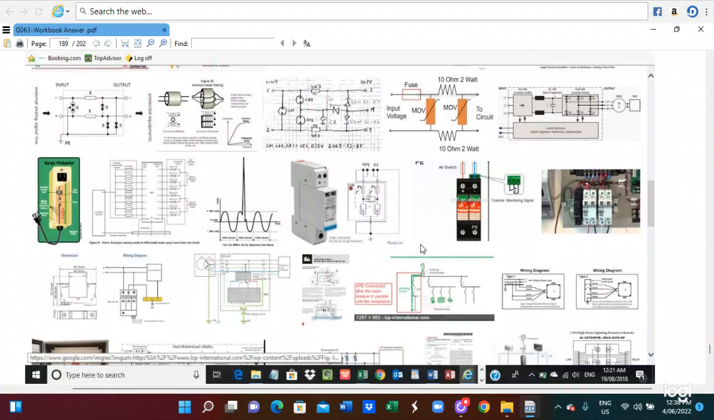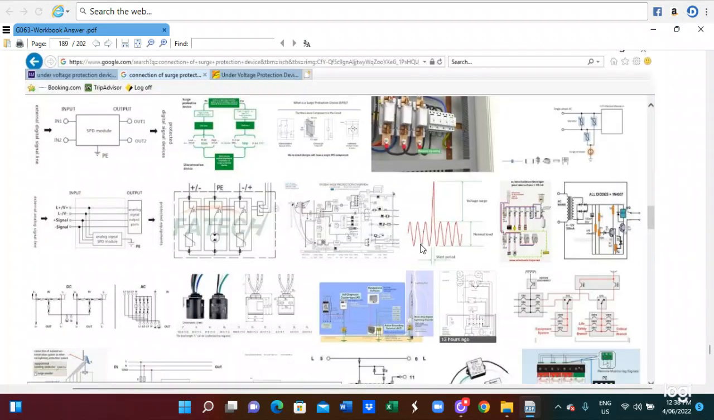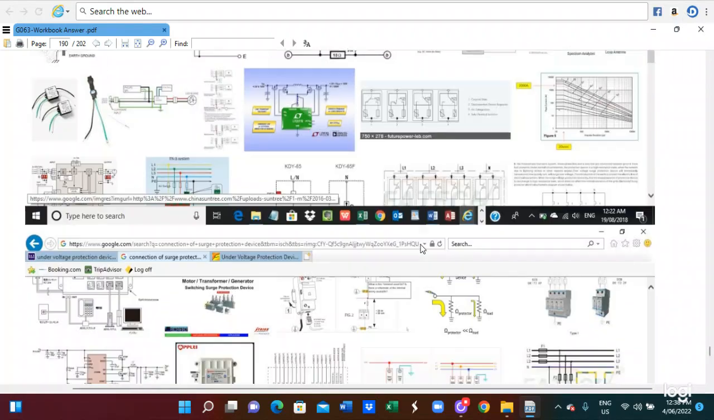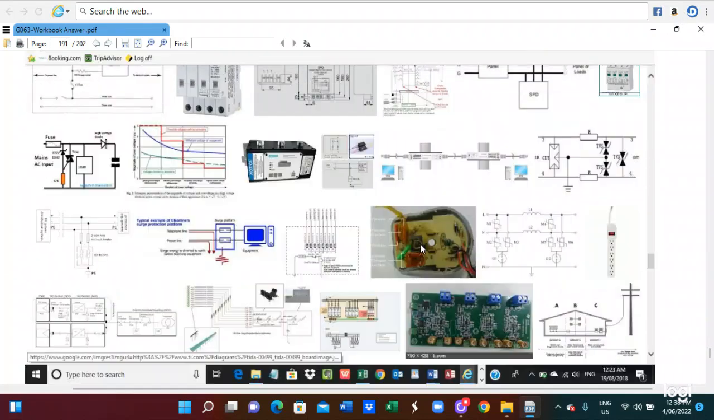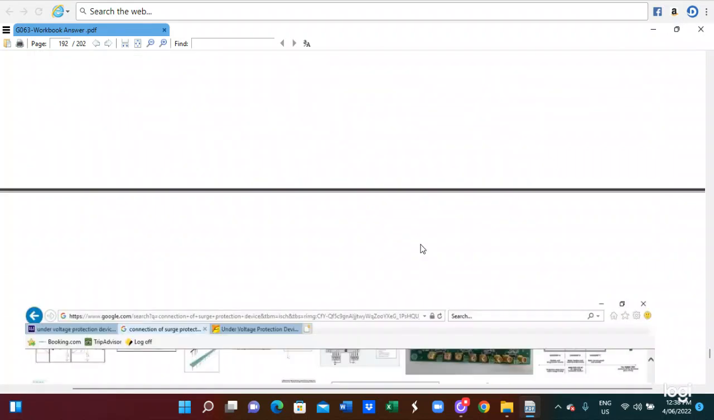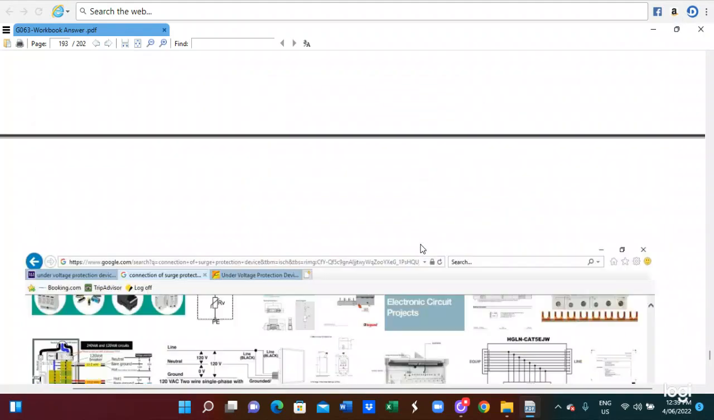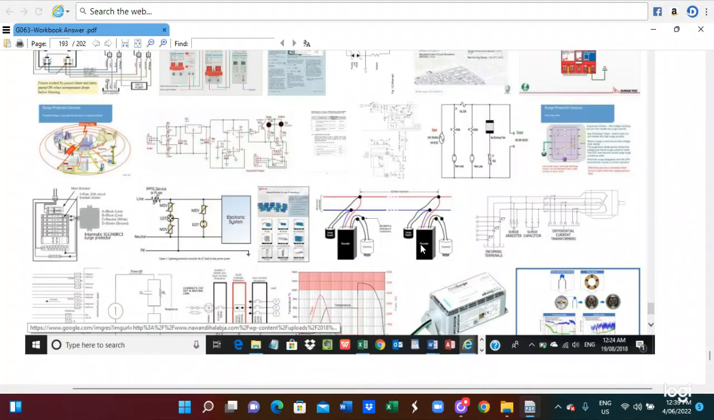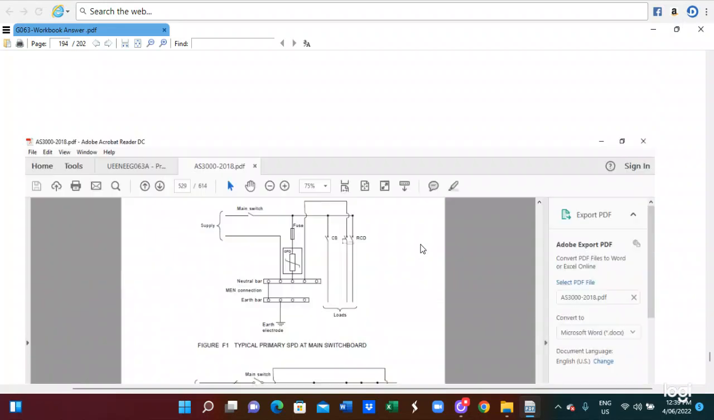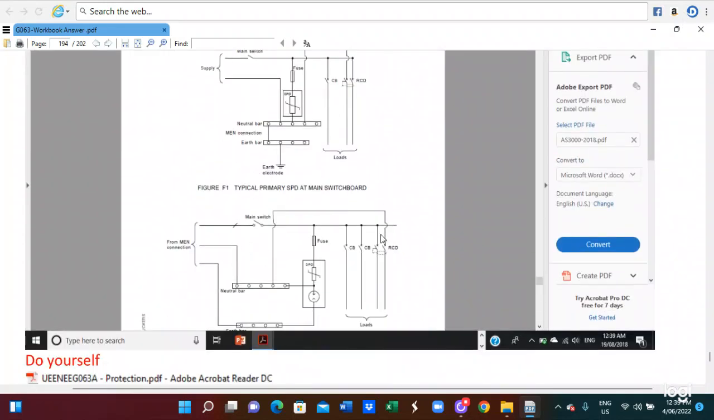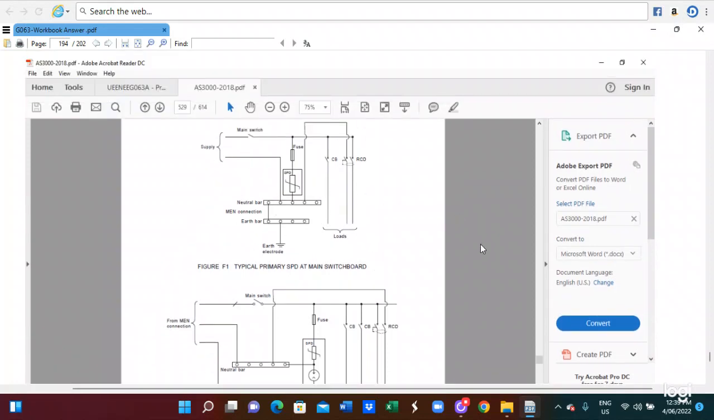So those surge protection equipments are wiring diagram images. You can also study those on pages 188, 189, 190, 191, 192, 193, 194. Those are surge protection. Also on page 194 you also see the connection of the surge protection equipment.